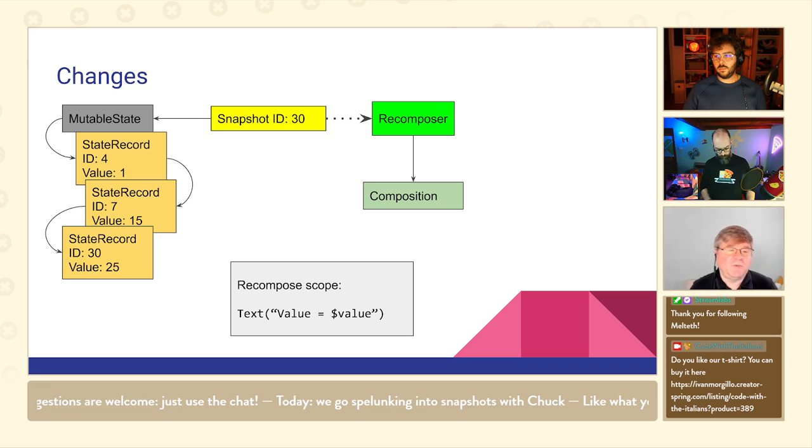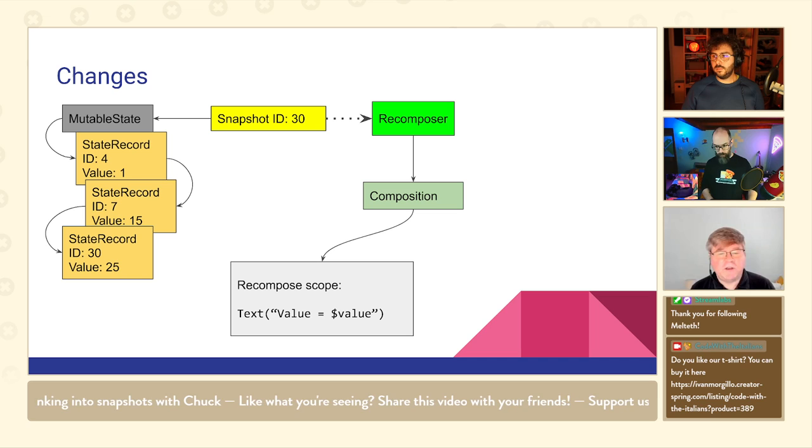The recomposition then creates the change, updates the value to 25, or recomposes with that value of 25, and that will then trigger all the relayout and drawing that's associated with that change appearing on the screen. And that's essentially how things work.